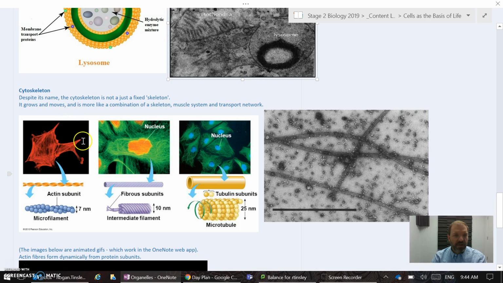So these fine projections here from cytoskeleton, but also if things are moving around the cell, you need to move vesicles, as we showed before, or organelles around. They'll travel along these as if they're little highways and routes. So it's like a skeleton, but it's also like muscles, and it's also like a transport network.